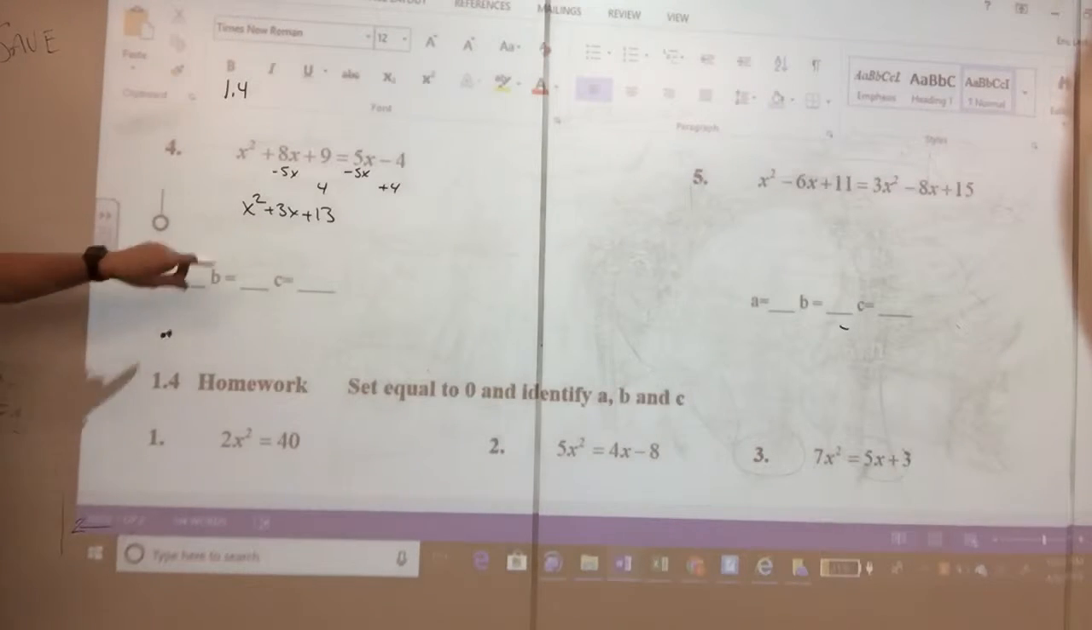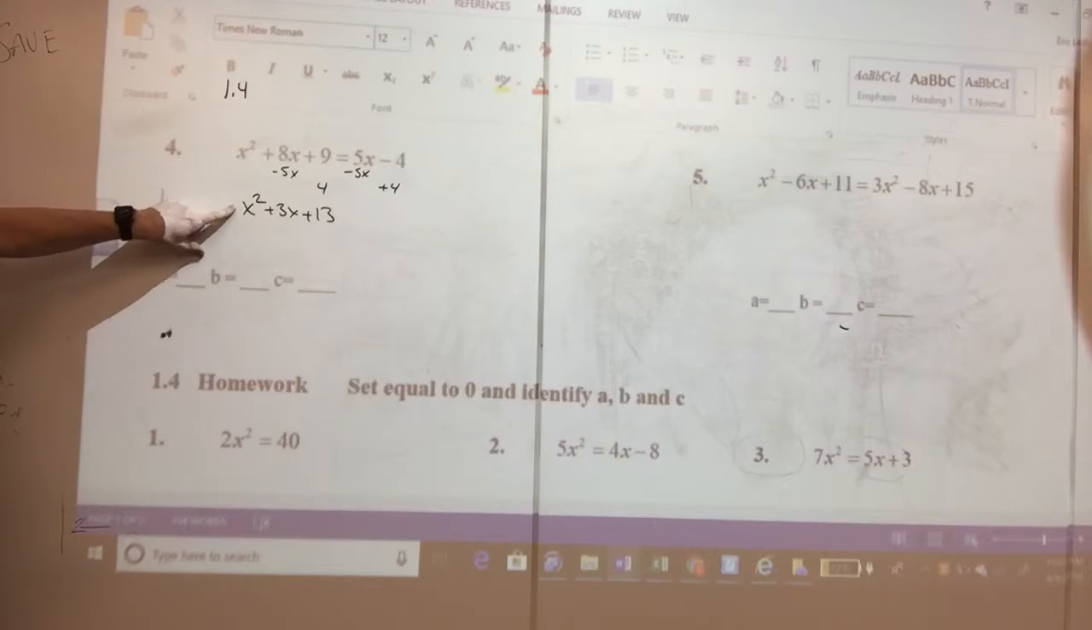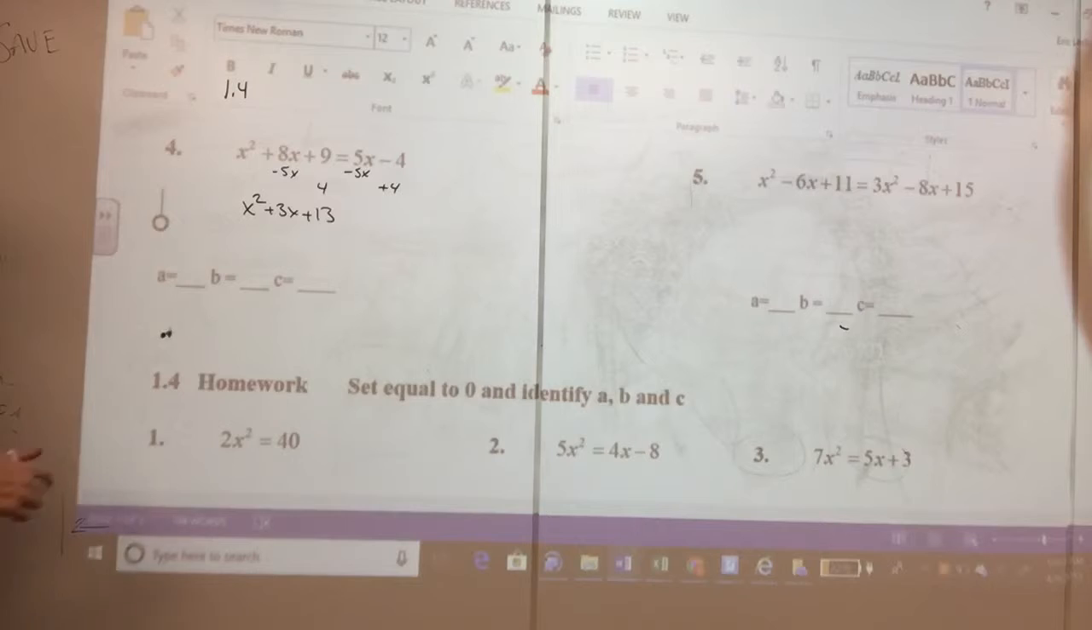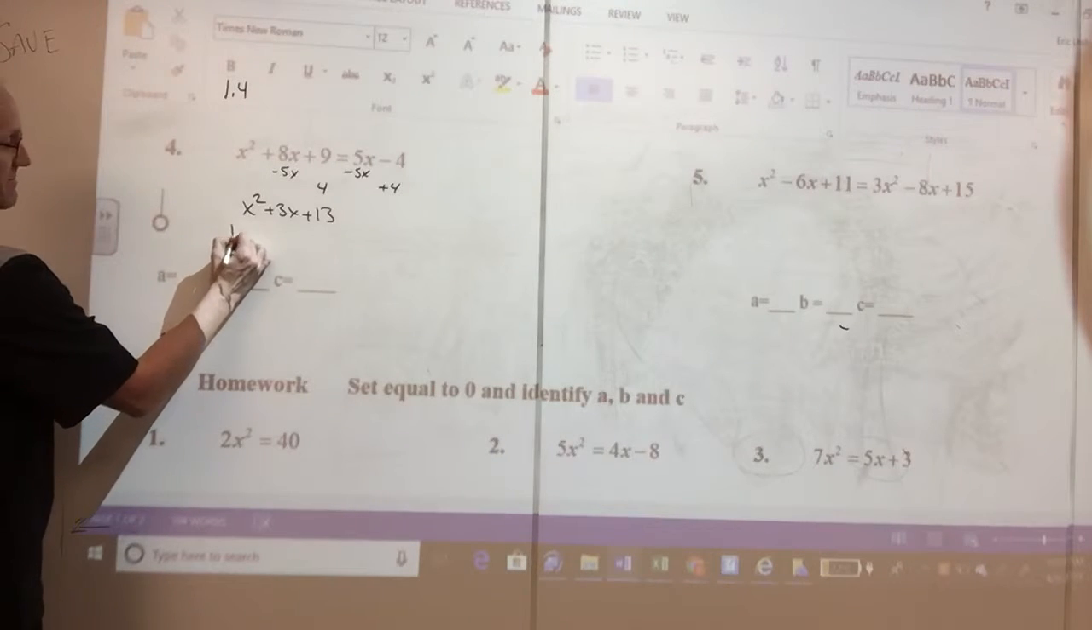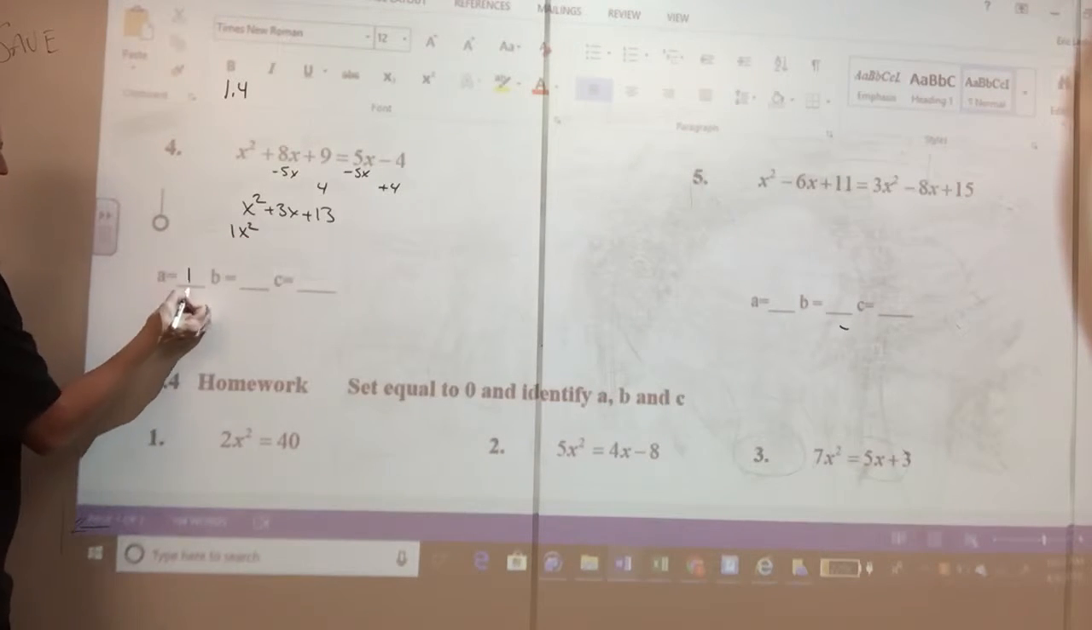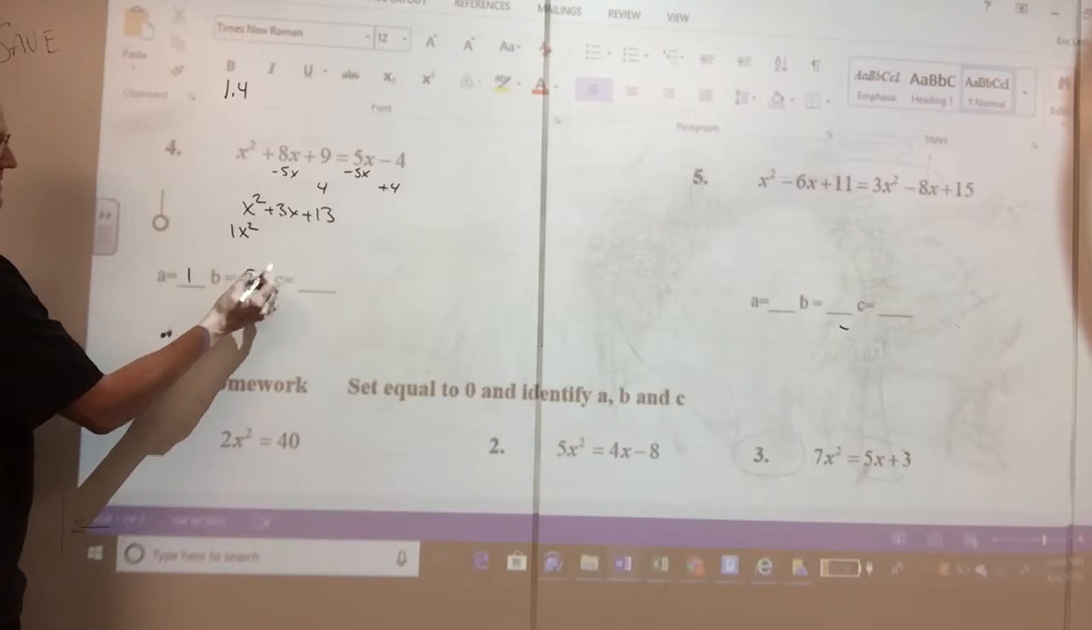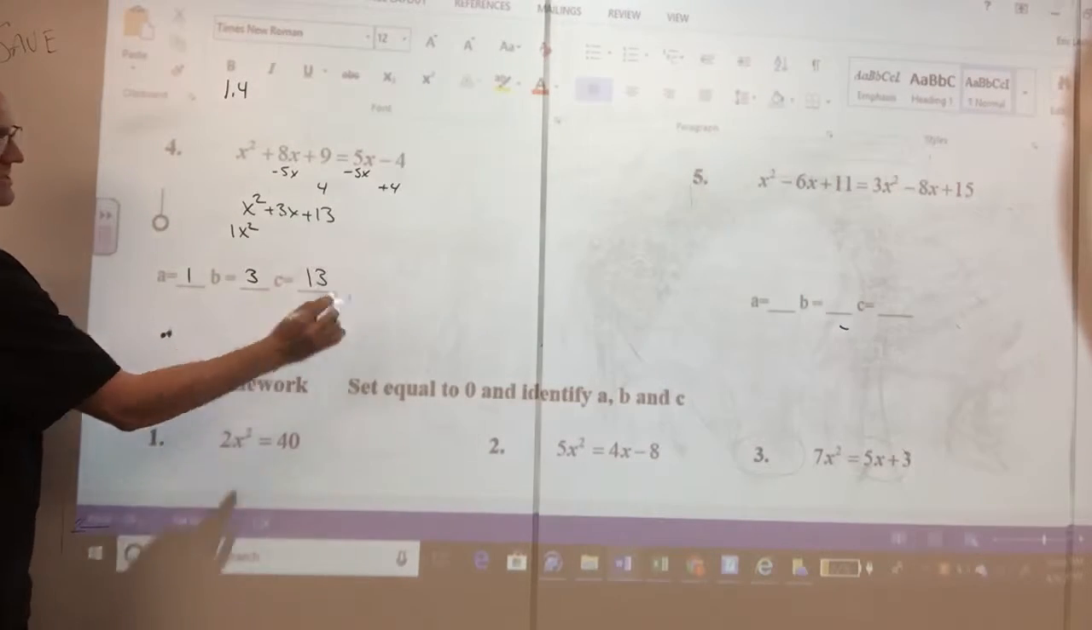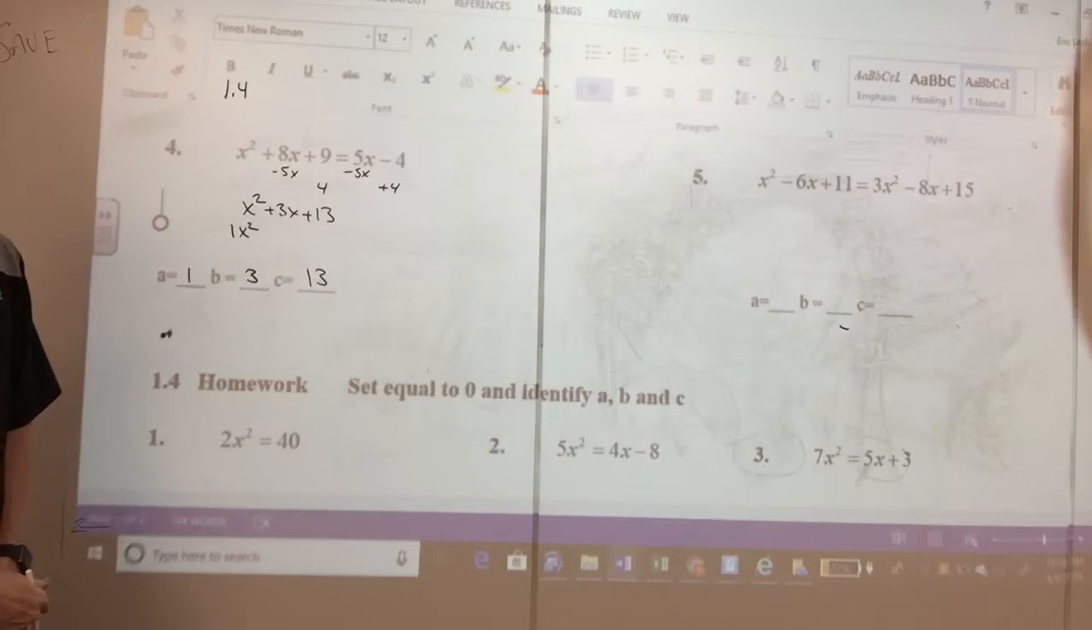When I identify my a, b, and c, a lot of people will say, oh, is a 0? What is a? Because there's no value here. Anytime you don't have anything, this is the same as 1x squared. So I'll put a is 1, b is 3, and c is 13. Okay? Why don't you pause the video and try to do number 5 by yourself, and I'll go over it once you're done.